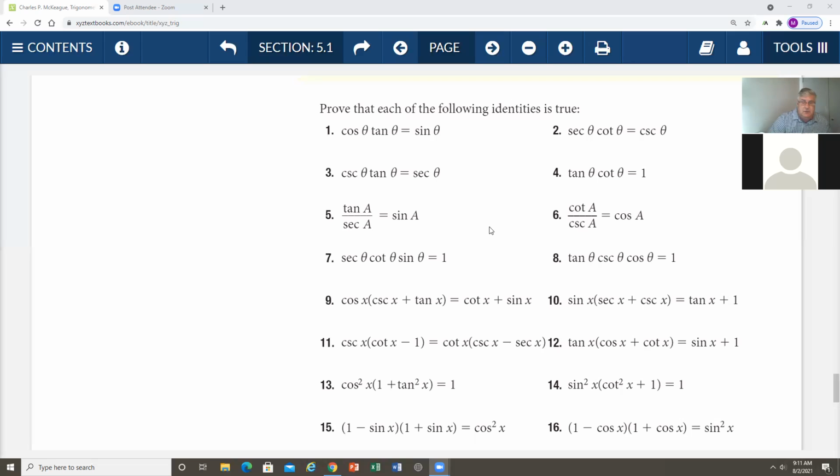All right, so let's try to do a couple of these on page 253. I believe I said number 2. We will attempt this one. It says to prove that the secant of theta multiplied by the cotangent of theta is equal to the cosecant of theta. All right, so that's what we will try to prove.